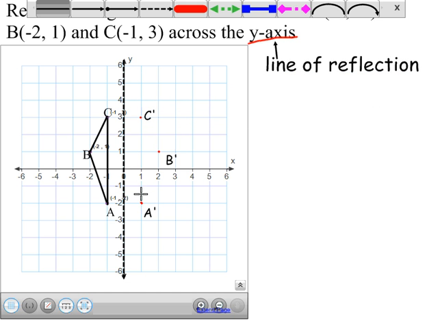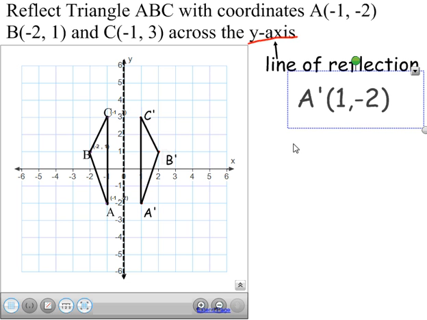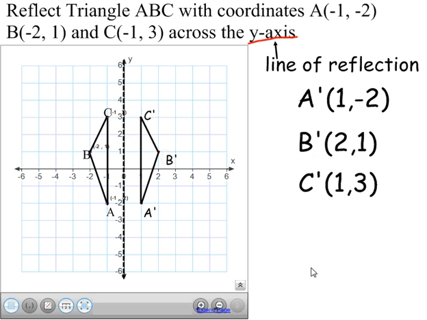So here is my reflected figure. And again, notice the size does not change. The only thing that changes in a reflection is the orientation. So the coordinates of A prime are 1, -2. The coordinates of B prime are 2, 1. And the coordinates of C prime are 1, 3. And you always want to state the new coordinates.